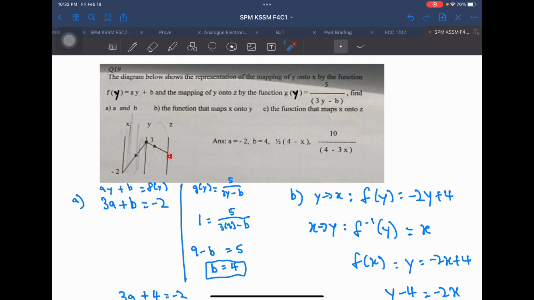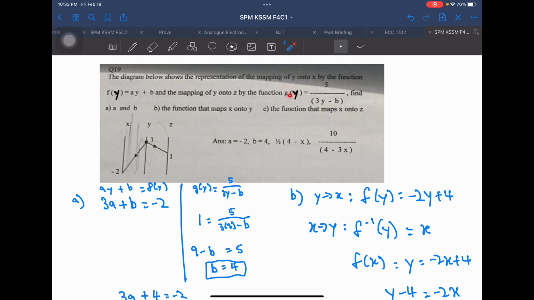So just sub in the values. f(y) equals ay plus b. So from here, if you sub in y as 3, you got f(y) equals -2. So 3a plus b equals -2. This is the first equation. Second equation, you got g(y) equals 5/3 y minus b. So if you map y to z, you sub y as 3 into here. You got g(y), which is z, equals 1.